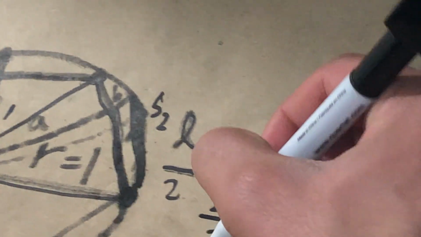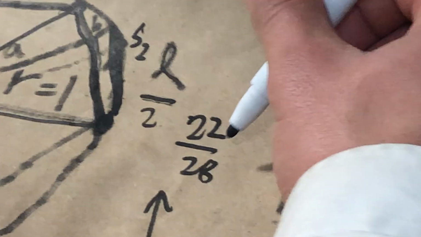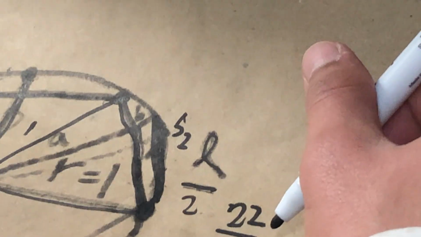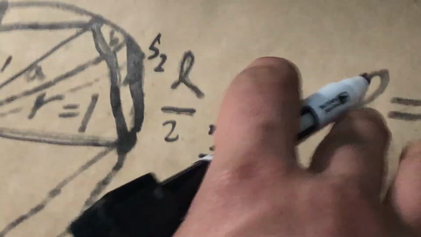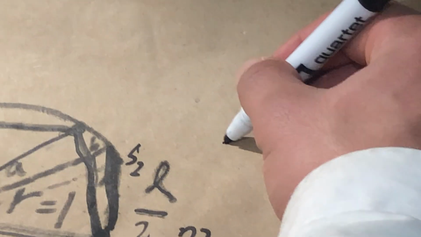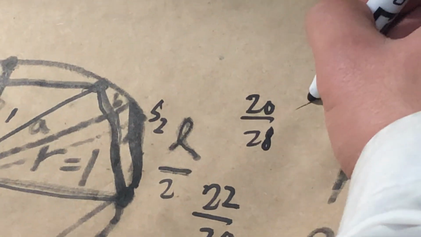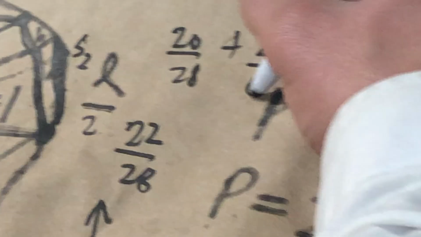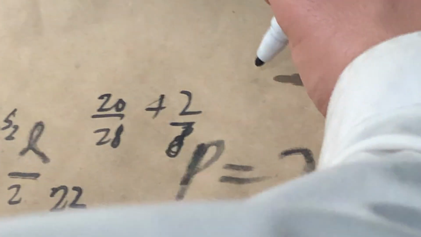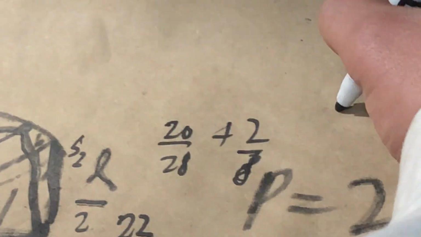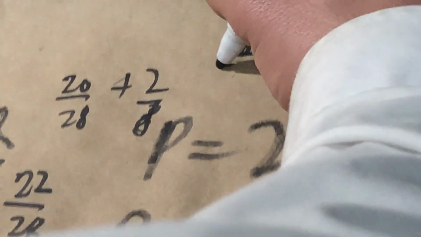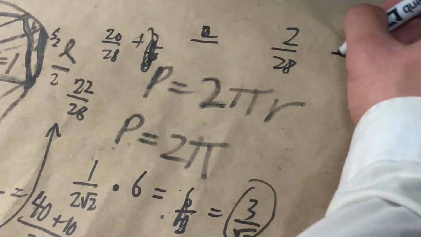22 over 28, which should be approximately equal to, at least, if we were to say 20 over 28 plus 2 over 28, which I'm now going to greatly simplify.